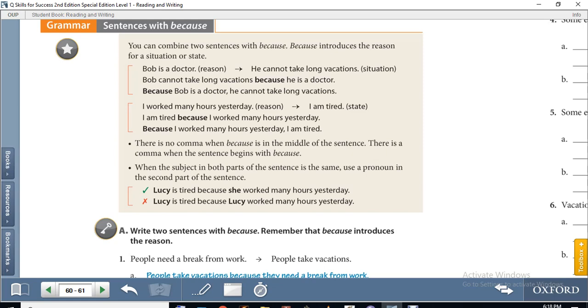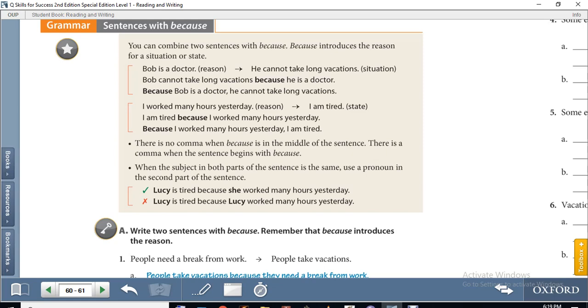Another example. I worked many hours yesterday. This is a reason. I am tired. This is a state. So, I am tired because I worked many hours yesterday. When because comes between the two sentences to combine them into one sentence, you don't have to use a comma, because it functions as a comma as well.